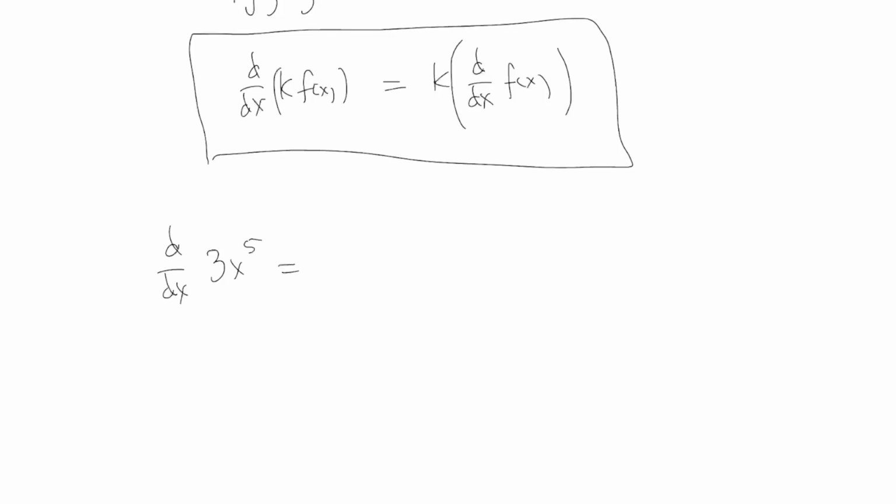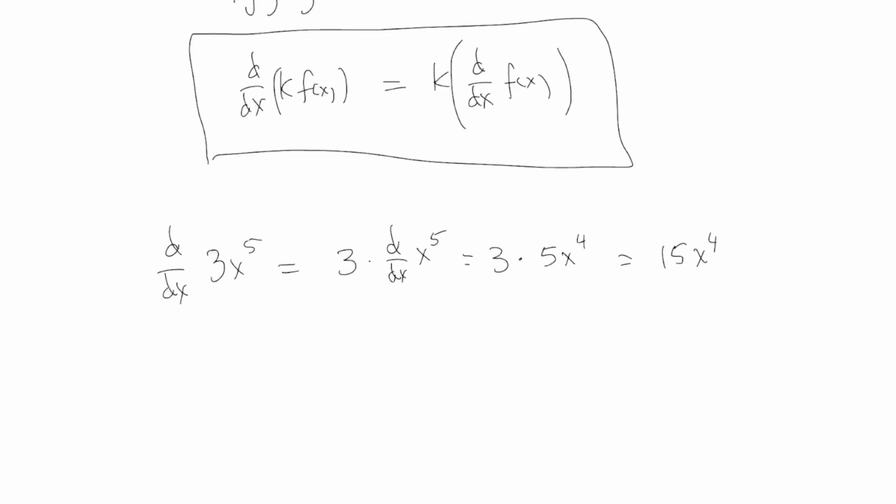Using what I said in the box, you can factor the 3 out through the derivative. So this is the same as 3 times the derivative of x to the 5. And what is the derivative of x to the 5? We already talked about that. You do the thing with the power. You move the 5 down front. So the 3 stays like it is out there. And then I go 5x to the 4, right? And then my final answer, if you want to multiply, 3 times 5 is 15, x to the 4. That's the answer.